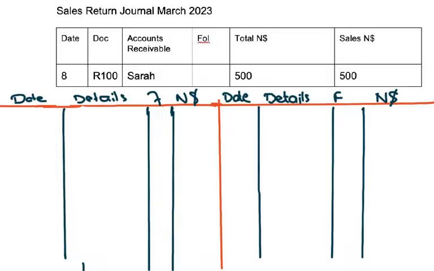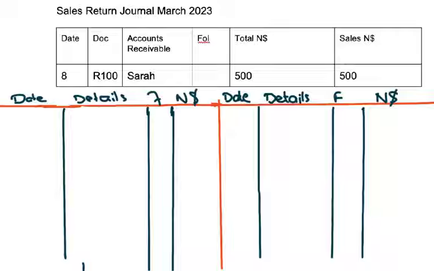When I look at my sales return journal, it's basically the same as the purchases return journal. It's now only that while in the purchases return journal you returned goods to your supplier, in the sales return journal, some of our customers returned goods to our store. And this is why we can also call this the return inwards journal, because the sales that we made are coming back to the store.